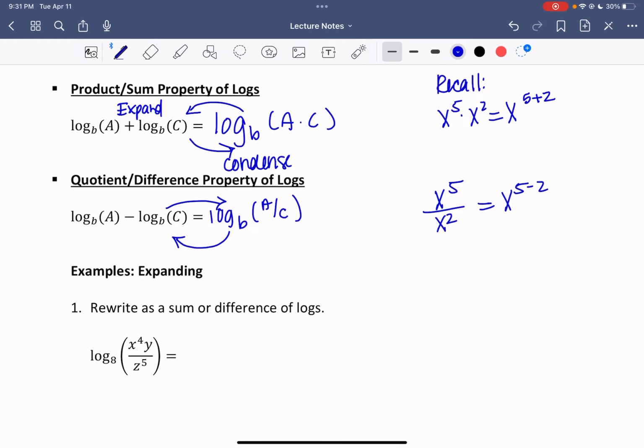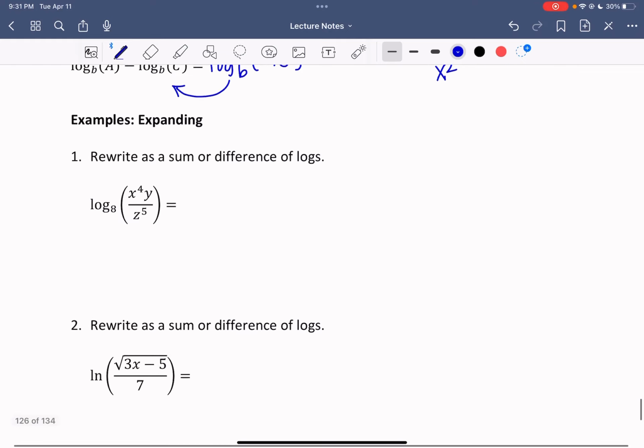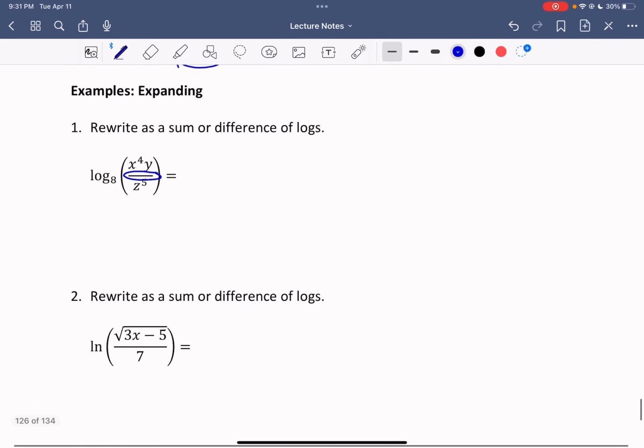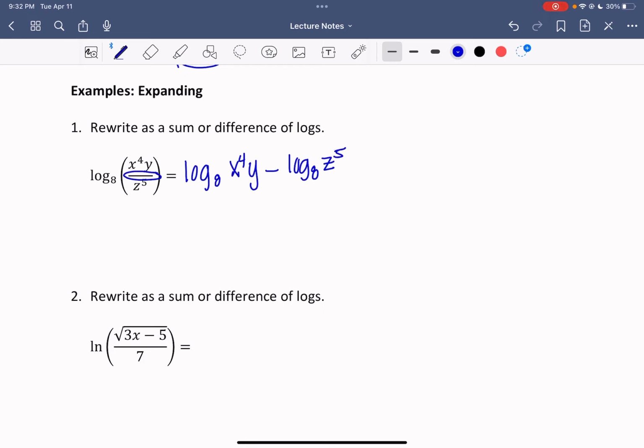So we want to be able to go in both directions. What I want to do is look at expanding some items here. It says, rewrite as a sum or difference of logs. I'm going to slowly go through it. First, I'm going to expand this out. I'm going to get rid of division right here. Division from just a minute ago, again, these might be properties you want to throw on a Post-it note to assist you as you go. Division becomes subtraction. So that would be log base 8 of x to the 4th y minus log base 8 of z to the 5th.